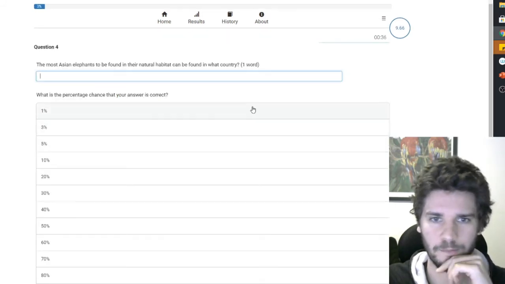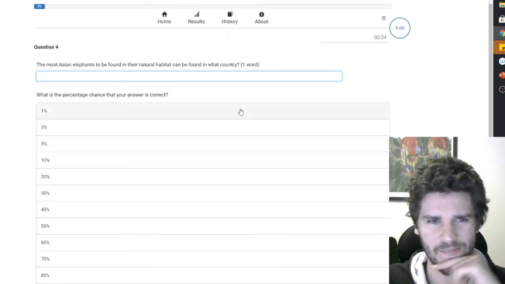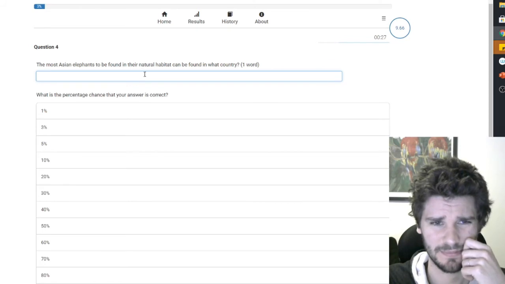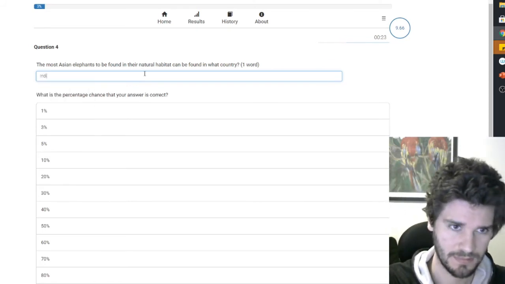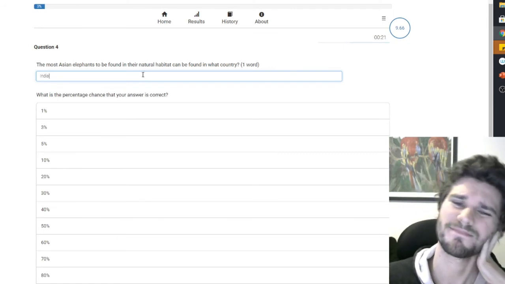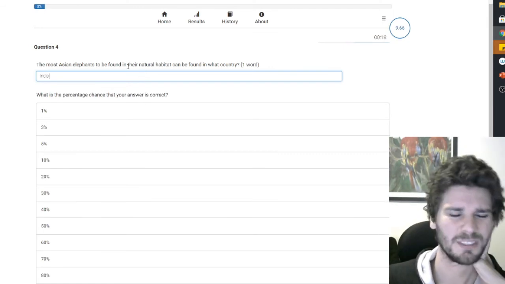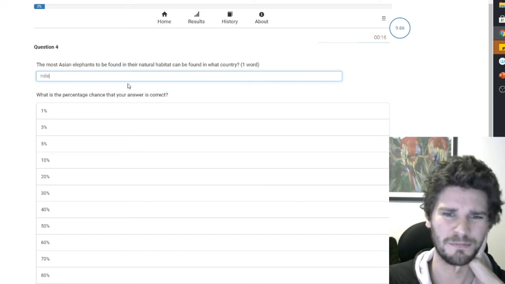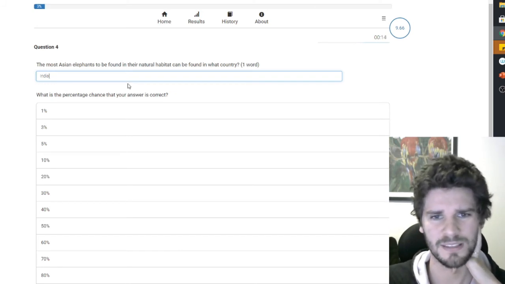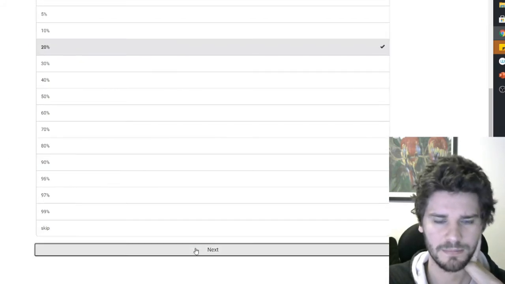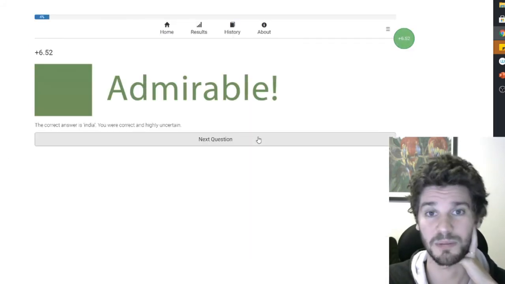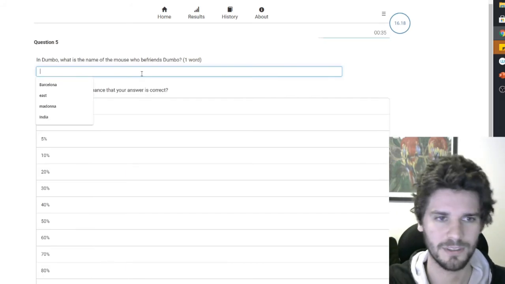All right, let's do one more. Asian elephants, and then national habitat. I think it's India. It's probably 4, 5 countries it could plausibly be, plus some chance that I've misunderstood the question, so I think 20% is about right. Oh, probably should have been more confident. Right, let's do one more.